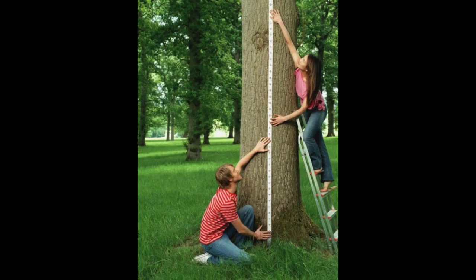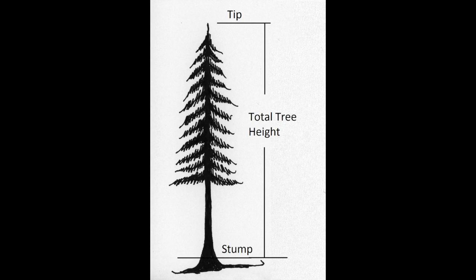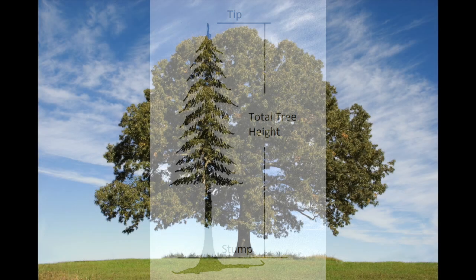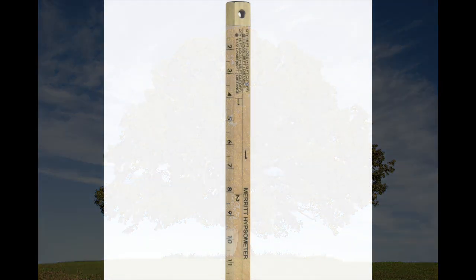Tree height is used to estimate the amount of lumber a trunk contains. One way to get this measurement is to climb the tree and drop a measuring tape, but this is not always possible. There are easier ways to measure tree height based upon geometry. Total tree height is the entire height of a tree from the stump, or a foot above ground, to the top or tip. The tree height contributes to the estimation of its volume and weight.